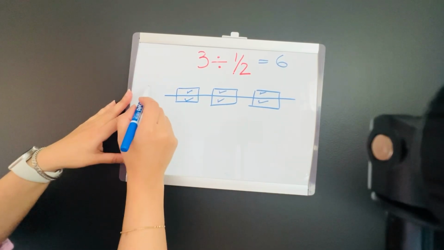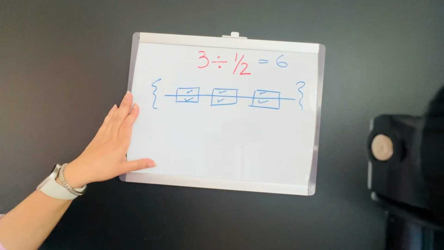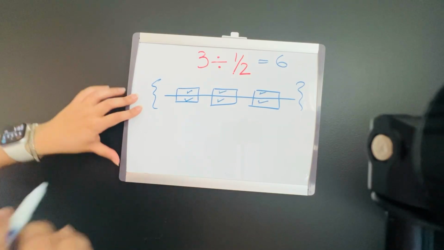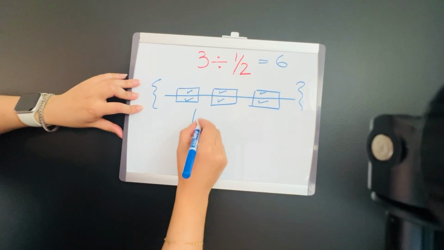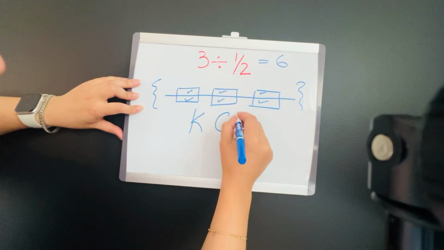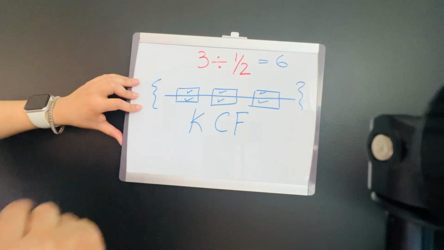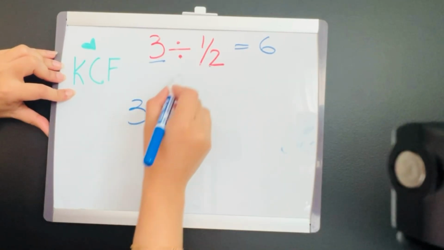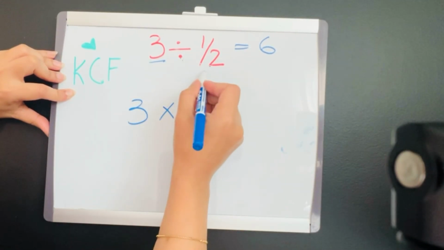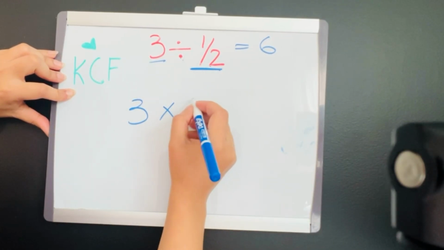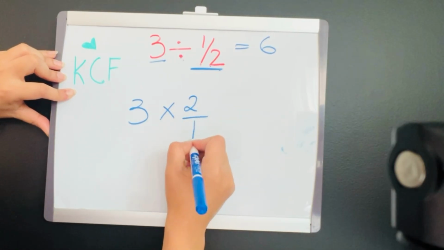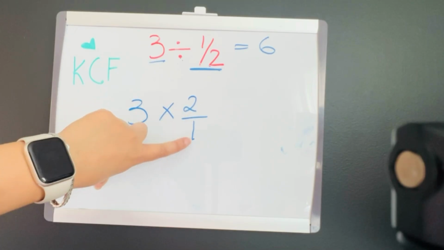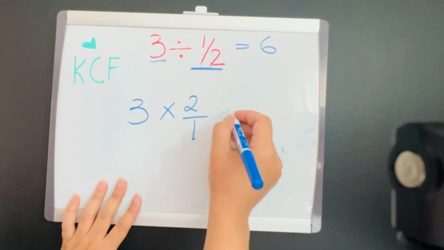Now usually you wouldn't want to do all of this when you're giving a test or when you are writing your exam, whatever, when you're in class. There's a shortcut for it. The shortcut rule is keep, change, flip, KCF. What you have to do, keep the first number as it is, change the sign to multiplication, and flip the fraction, reciprocate it. So it will be 2 over 1. The answer would be 3 times 2 divided by 1, which is 6.